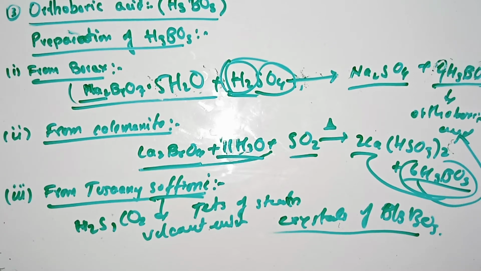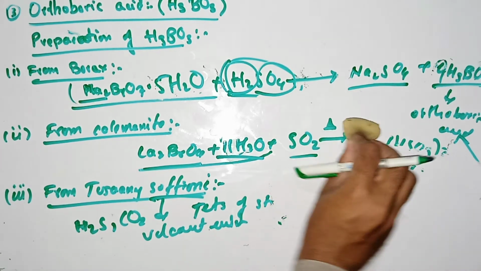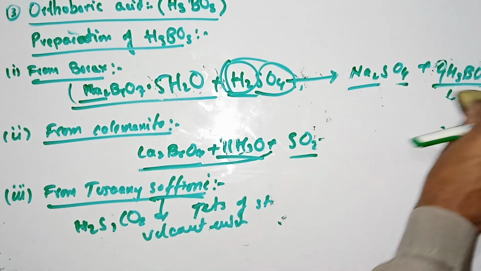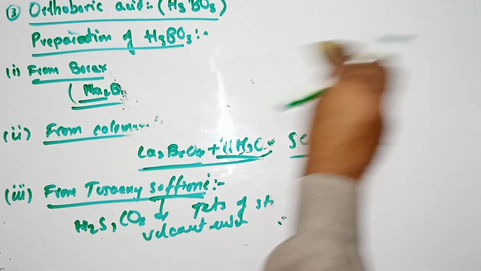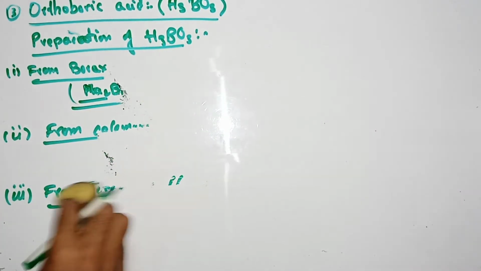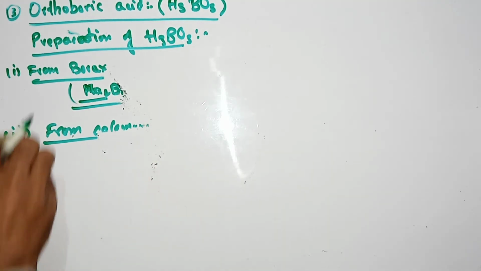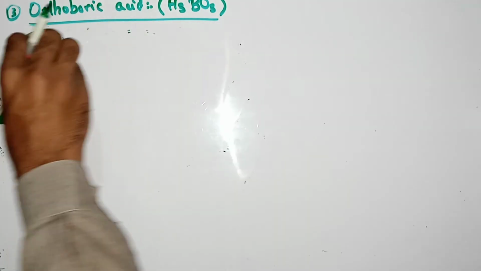Now go to the next point, that is the properties of orthoboric acid. Now I am cleaning the board. You can take a screenshot or rewind the video. Rewinding the video again and again will make your concepts clear.